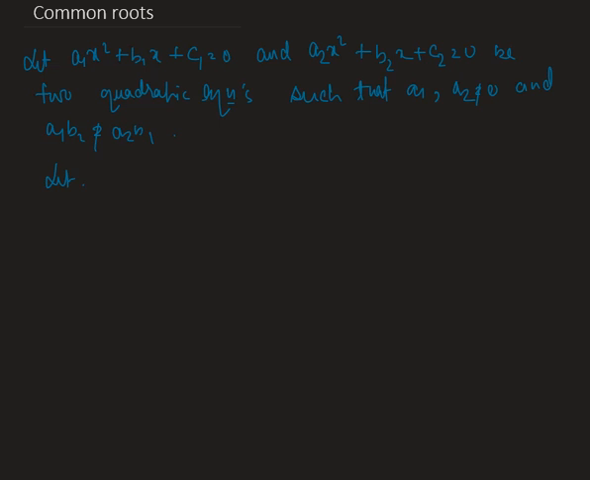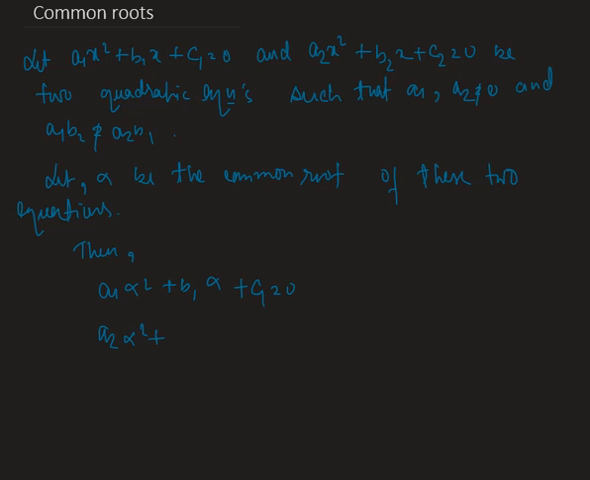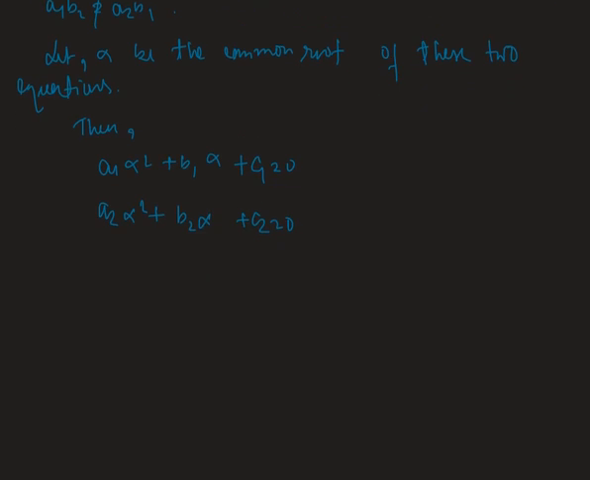Now let alpha be the common root of these two equations. Then we can say that a1 alpha square plus b1 alpha plus c1 is equals to 0 and a2 alpha square plus b2 alpha plus c2 is equals to 0. Okay.